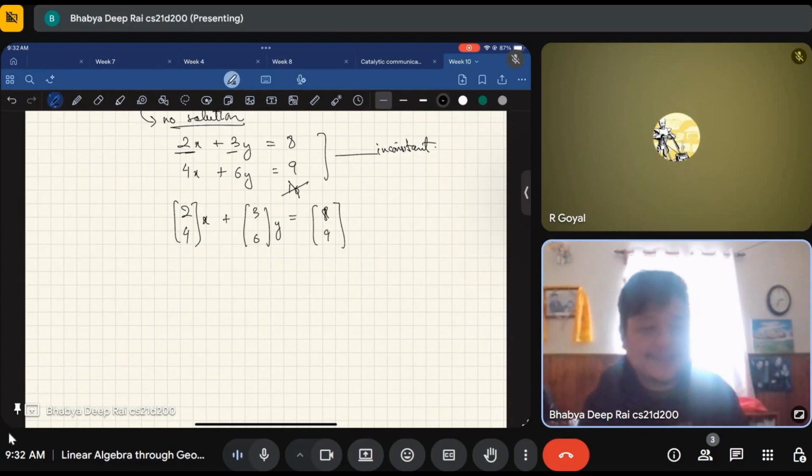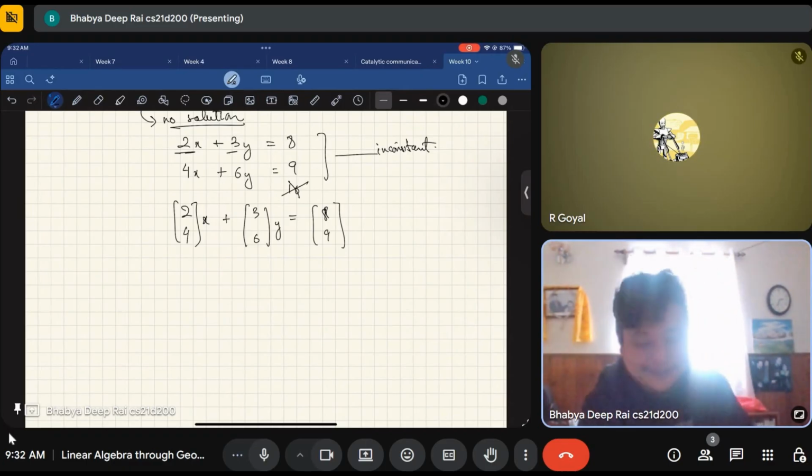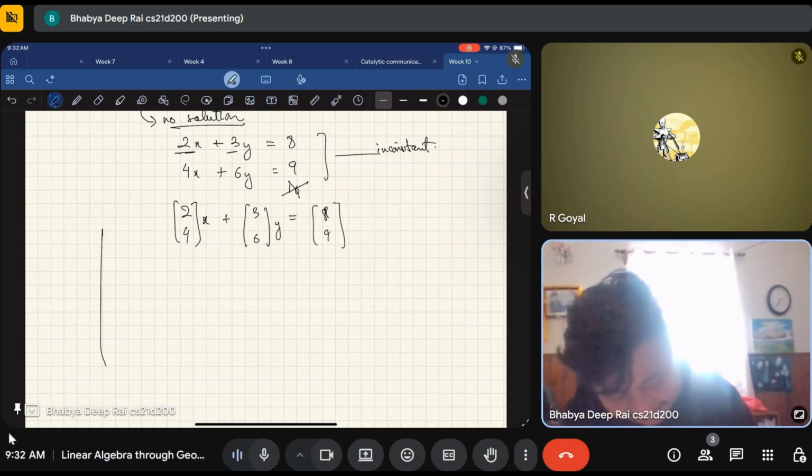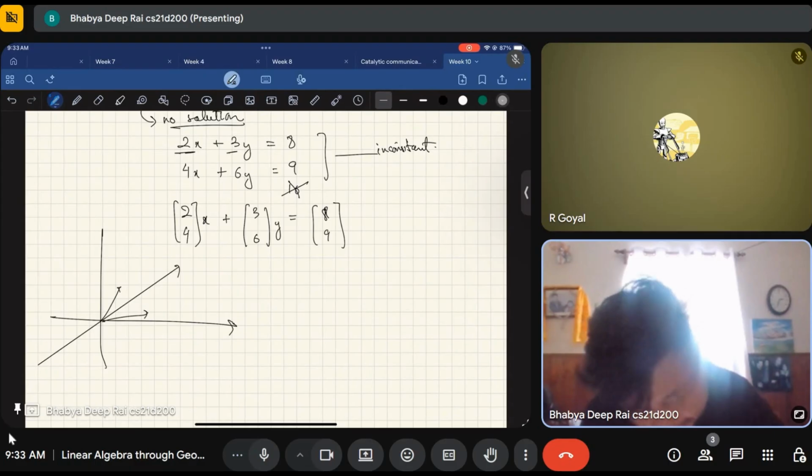Inconsistent systems mean that the target solution is not there in the column space. So the geometric way to view it would be, imagine this is your coordinate space, and you have (2, 4) and (3, 6), which look, let's say, like this. Now you look at the column space spanned by it, the plane spanned by it.